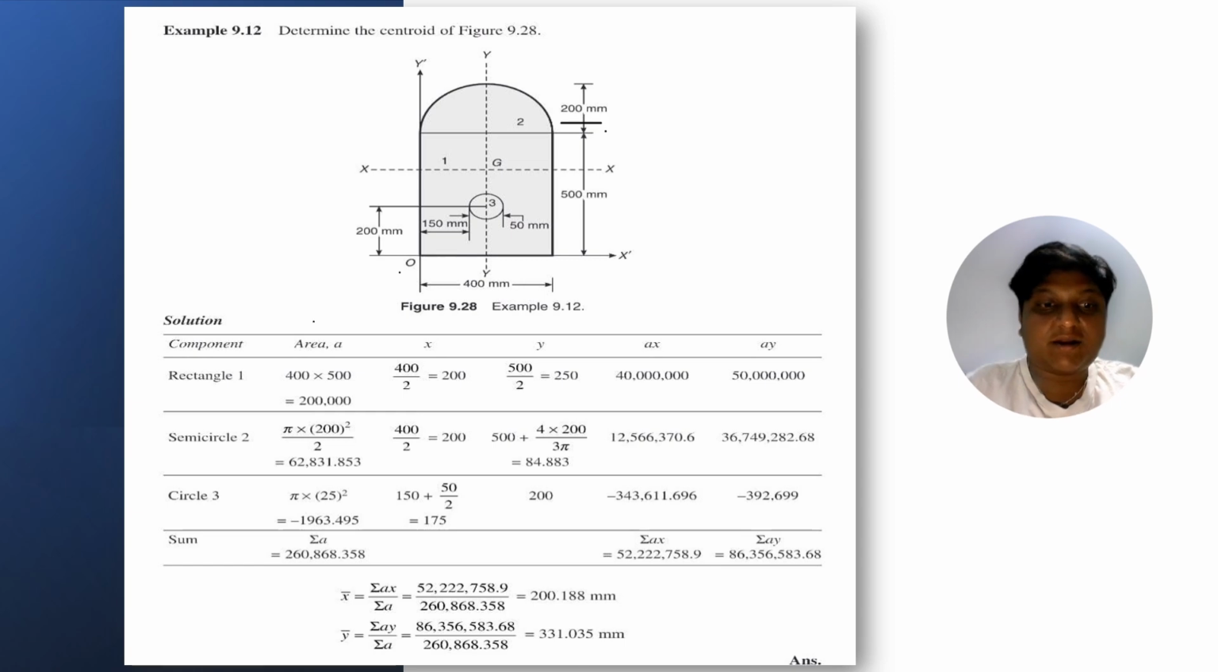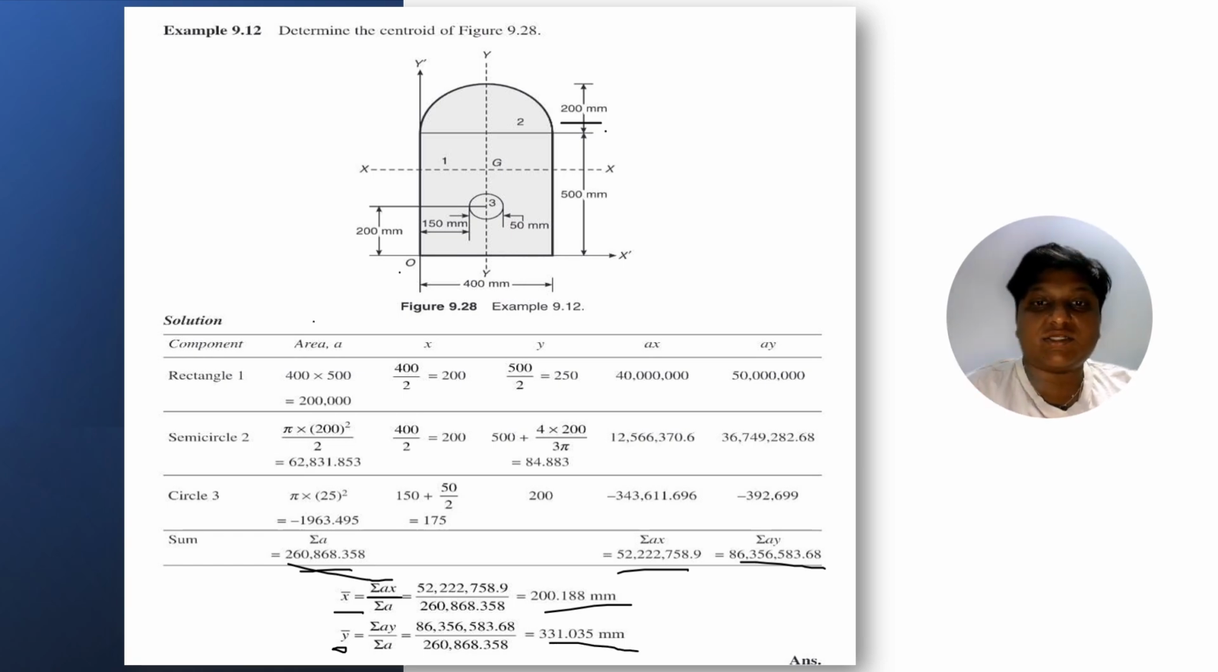Coming to the final part, which is substitution in the equations. Here the final centroidal equation for the x-axis is given by summation of ax by summation of a. So here the summation of ax which we have got is this, divided by summation of a. Summation of a is this. We divide both and we find the centroidal distance. Alright, same for the y bar: summation of ay by summation of a. Summation of ay, we have got this value. Summation of a is this value. Divide them both and you will get this.